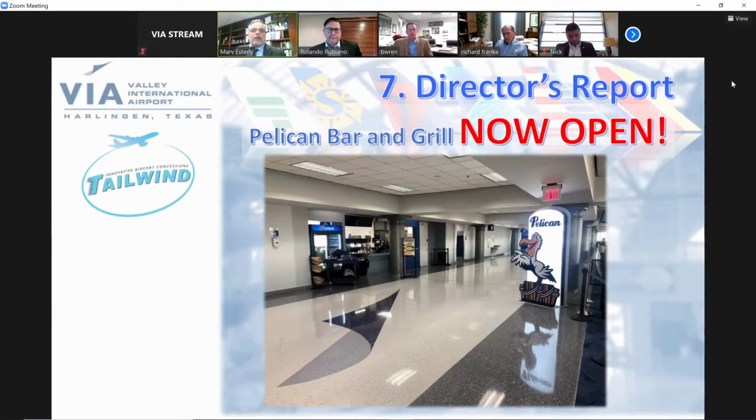Moving right along, I just want to let everyone know the Pelican Bar and Grill is now open. It is fabulous, and I invite each and every one of you to come out. We can have lunch downstairs and social distance. I was down there for the first time yesterday and had the Texas patty melt, and it was awesome. So it's a very great addition to the North Concourse. It's been fairly busy considering the traffic reductions.